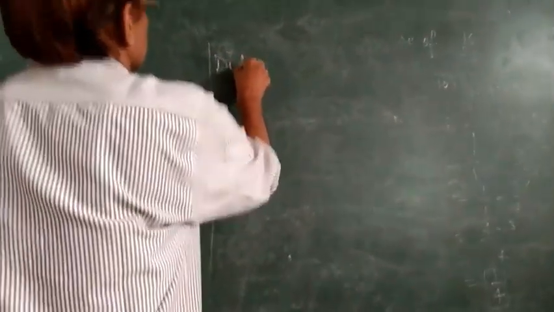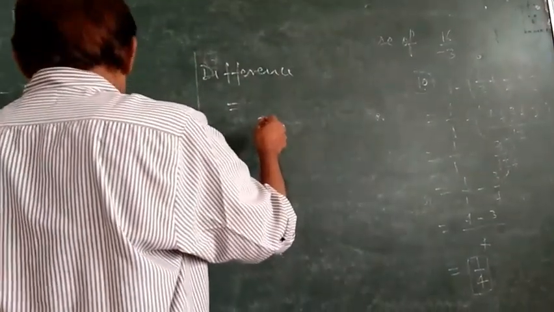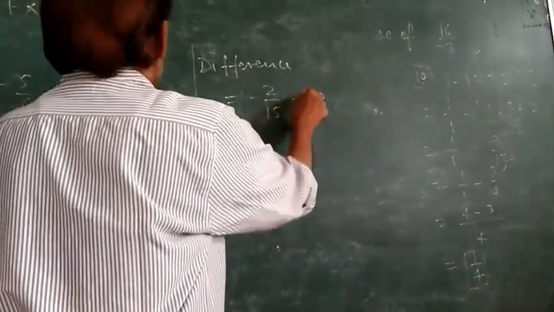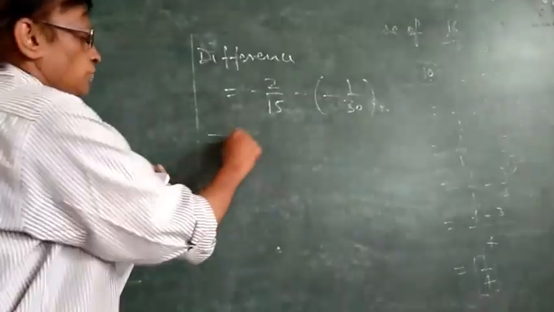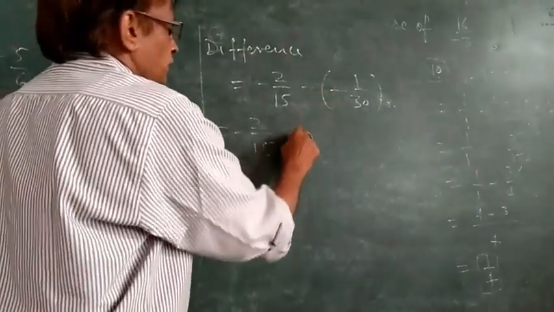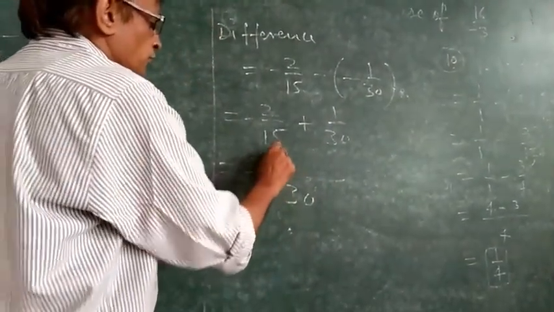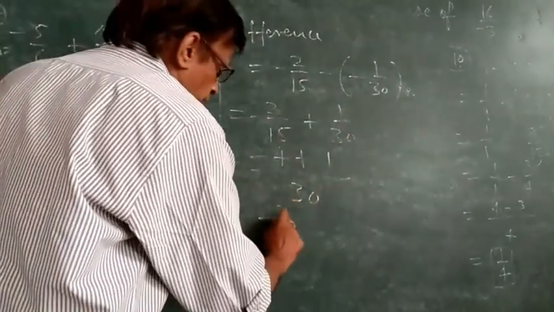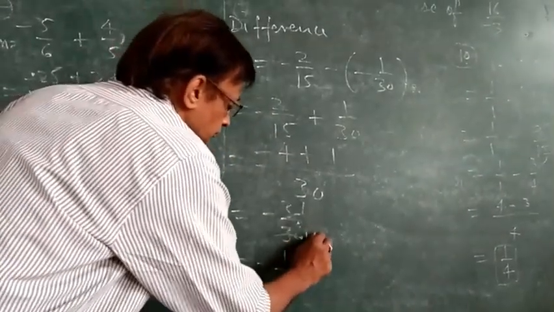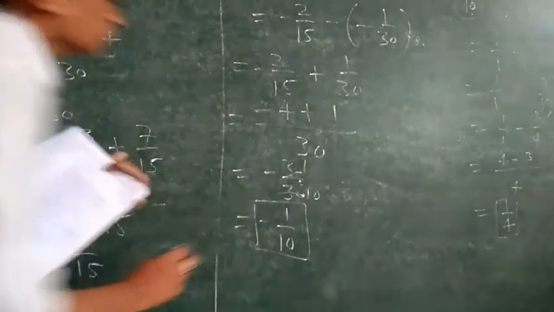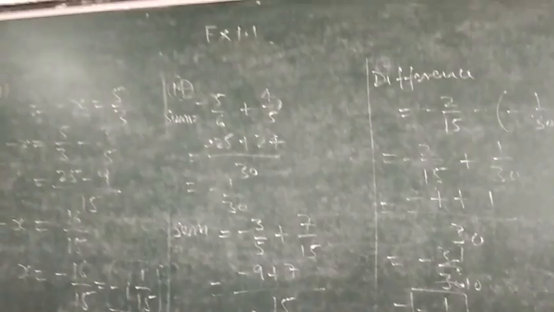Difference. First we write the second, then the first, like this: minus 2 upon 15 minus minus 1 upon 30. So LCM is 30. 15 2s are minus 4, plus 1, minus 3 upon 30. It is coming minus 1 upon 10. So this is your answer. So this is your first exercise, and the other questions I hope you can do yourself.